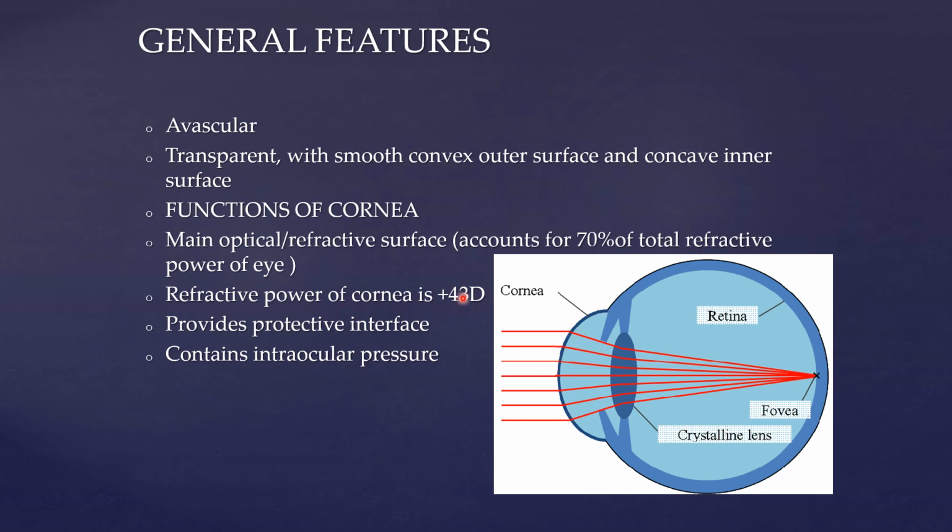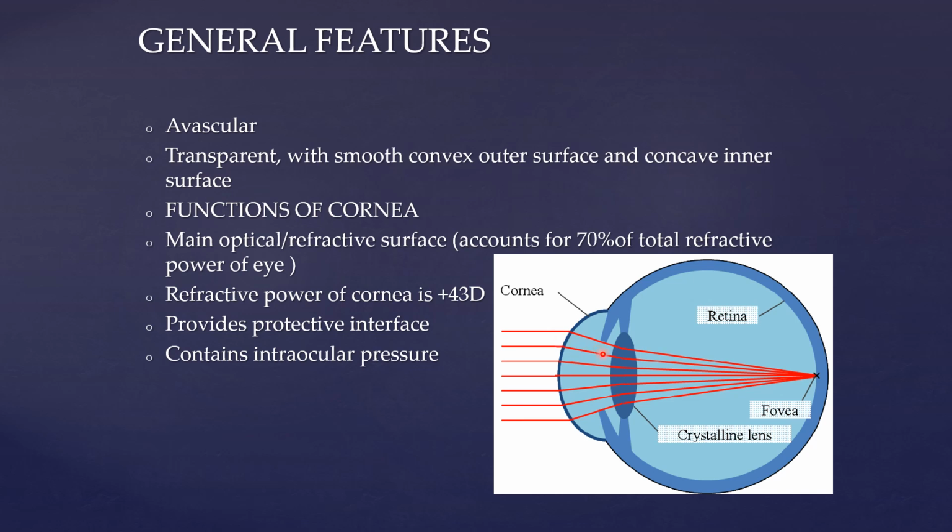Now the functions of cornea. As you know, the cornea is a part of external layer, so one of its main functions is protection of eyeball. But besides providing the protective interface, the cornea acts as a powerful refracting or optical surface. It allows the light rays to enter into the eye.